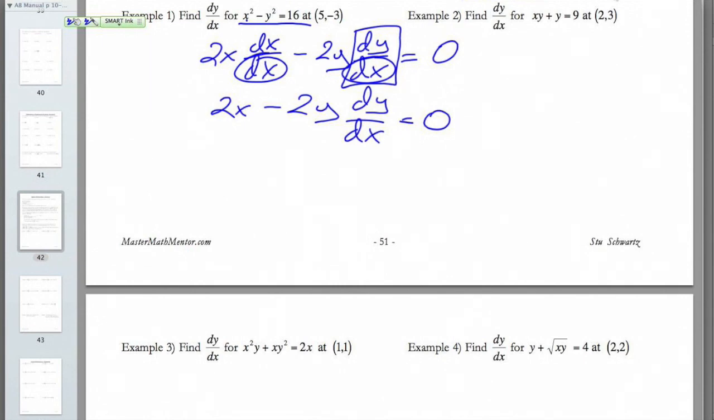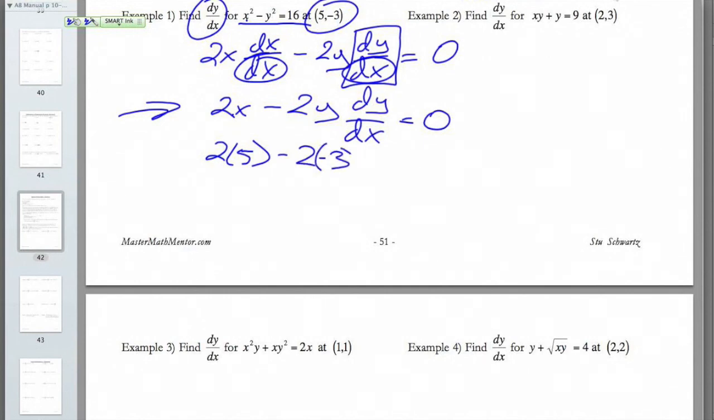Anyway, in this particular case, they're wanting dy dx at this particular point. So once I get to this step, what do I want to do? Plug it in. And notice, every derivative we've been doing up to this point, we've only been plugging in what? The x value. Now we have something to plug the y value into. So I'm going to plug the 5 in here. That's going to give me 2 times 5. I'm going to plug the negative 3 in here. And then I still have my dy dx.